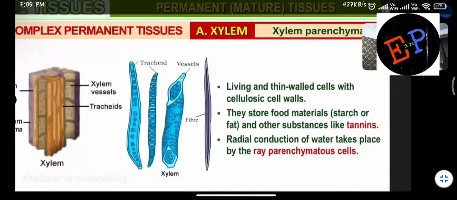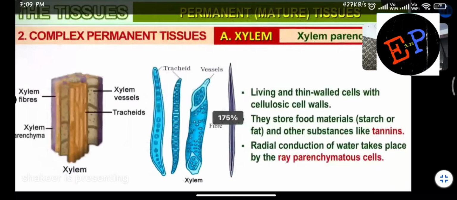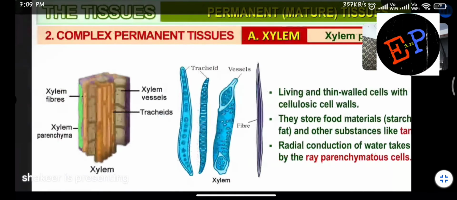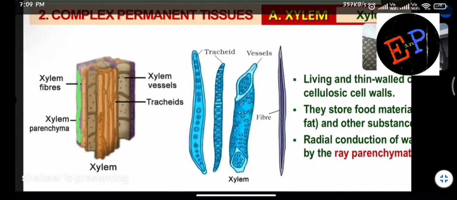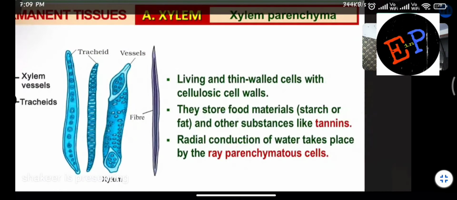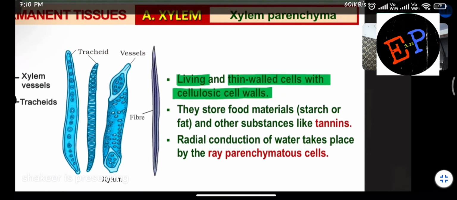Clear? Then we study xylem parenchyma. This last layer which you are seeing here is called xylem parenchyma. Let us see what is the function and what is the construction of this xylem parenchyma. Xylem parenchymatous cells are living cells, thin walled cells with cellulosic cell walls. Their walls are very thin and made up of cellulose.